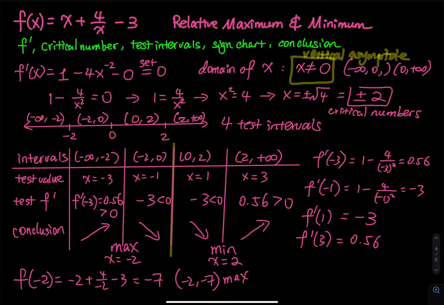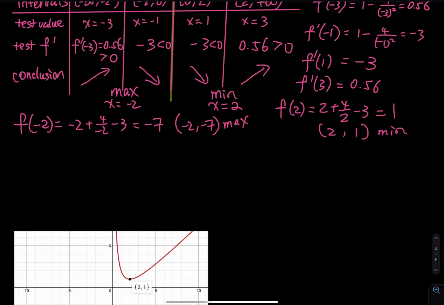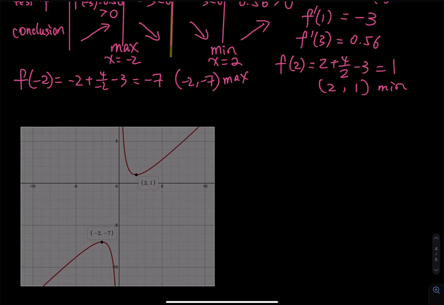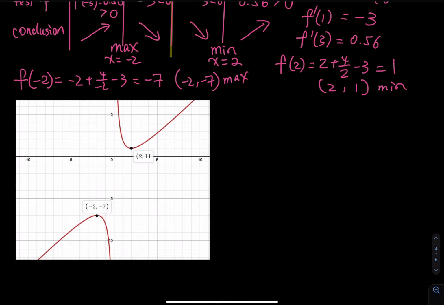And then when x equals 2, we have f of 2, that is 2 plus 4 divided by 2 minus 3. So this equals 1. Therefore, (2, 1) is my relative minimum. So in other words, the relative min and max are called local maximum and local minimum. And for the plural, they call them relative extrema. Now, what does the graph look like? I also built a graph for you. So let me pull the graph up. This is what the graph looks like.